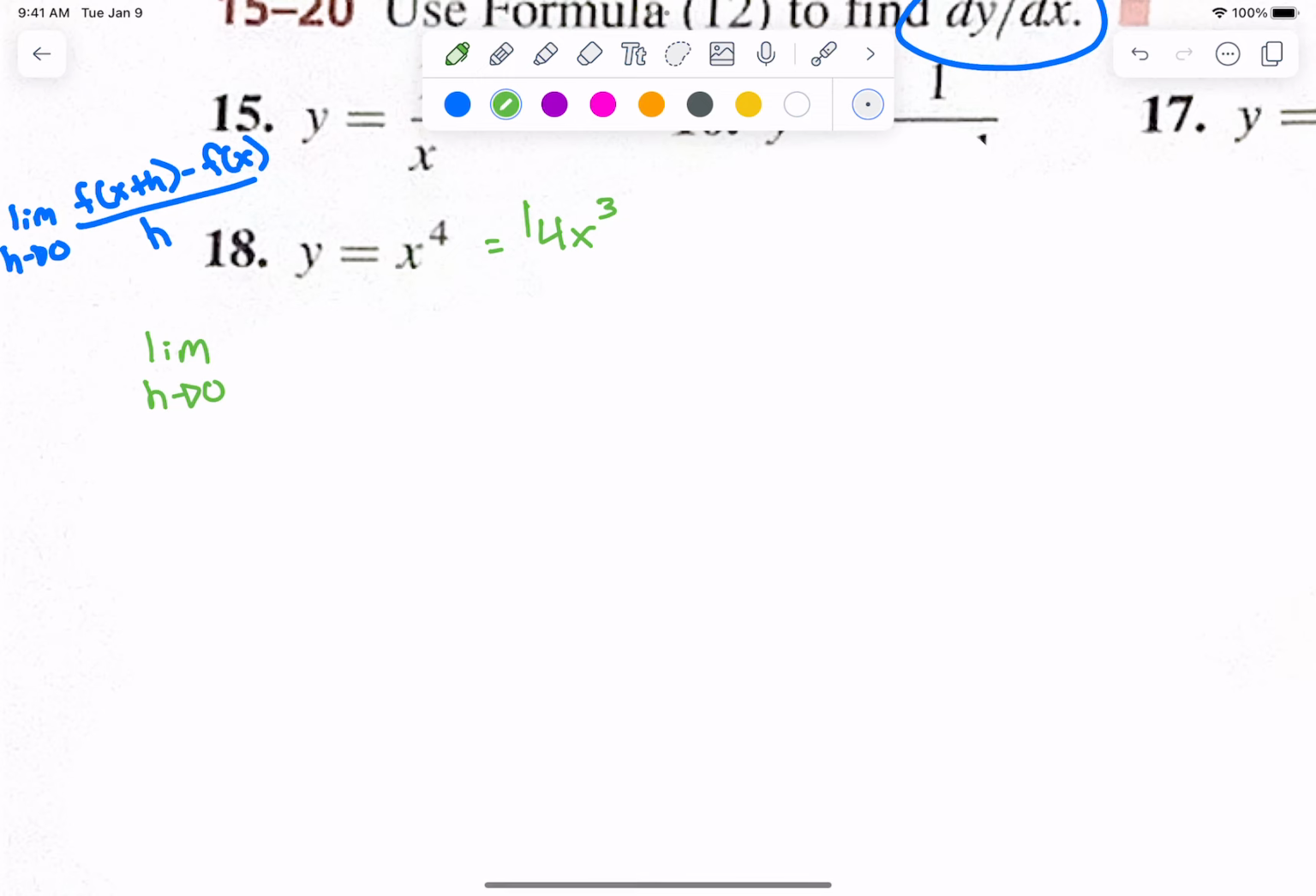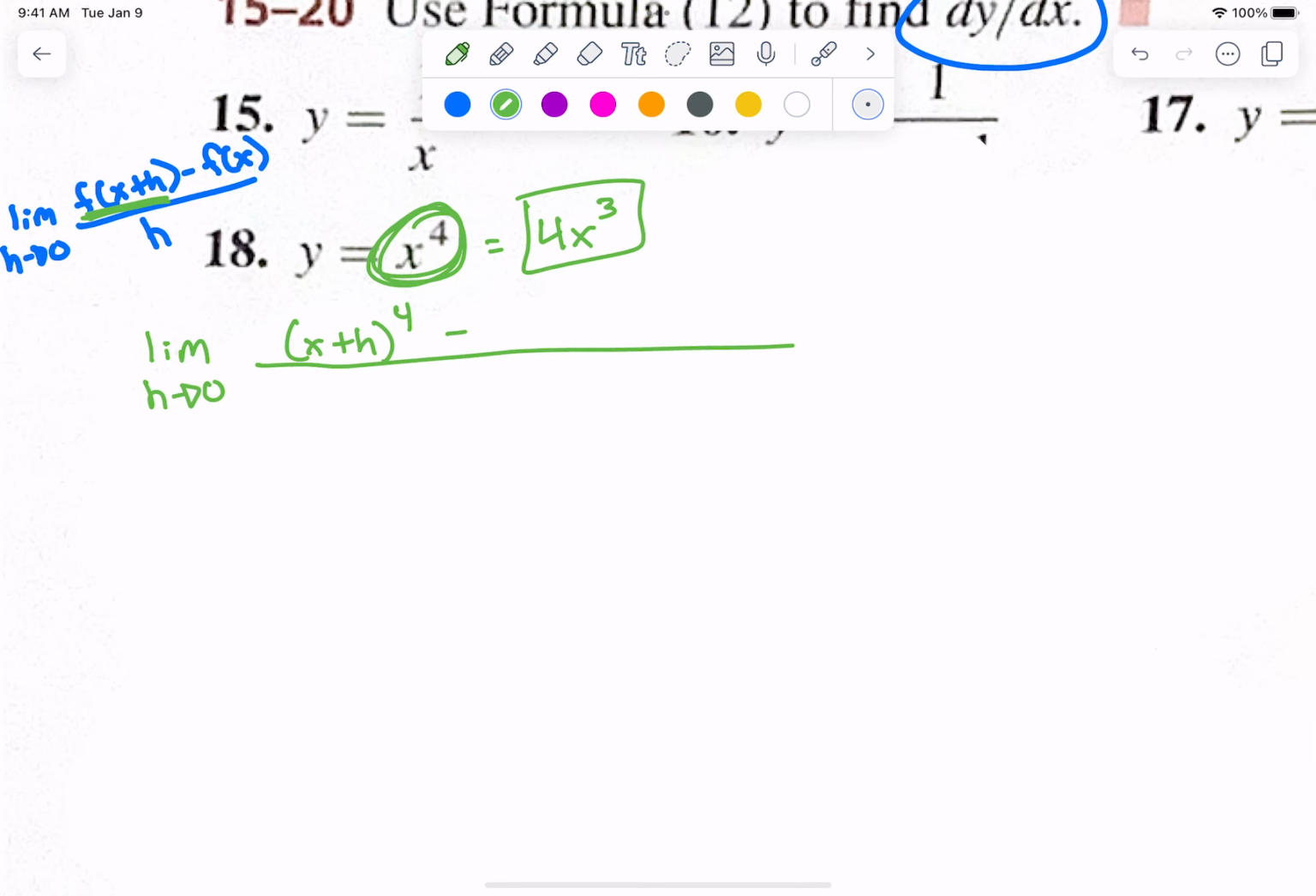But we know that the final answer should come out as 4x to the third, but we're going to show why. Here we go. f of x plus h. Now you have to write it out. What will that look like? Yeah, x plus h to the fourth power, minus x to the fourth, all over h.